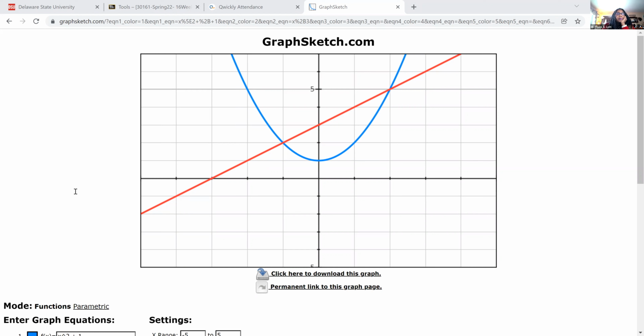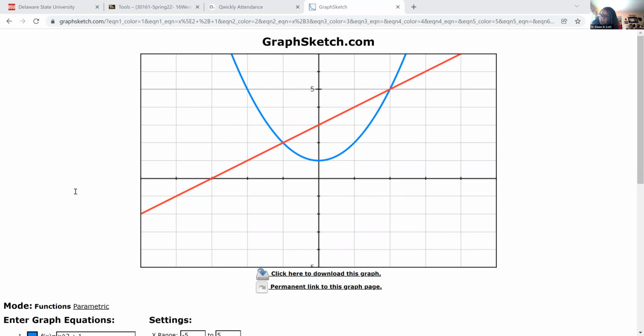There's my graph. All right, so this red line is y equals x plus 3, and the blue line is y equals x squared plus 1. Now, from this picture, you can clearly see the limits of integration. The limits of integration are here. This is 1, and then this is 2. So we can see the limits of integration are 1 to 2. If you can't see that, yikes.